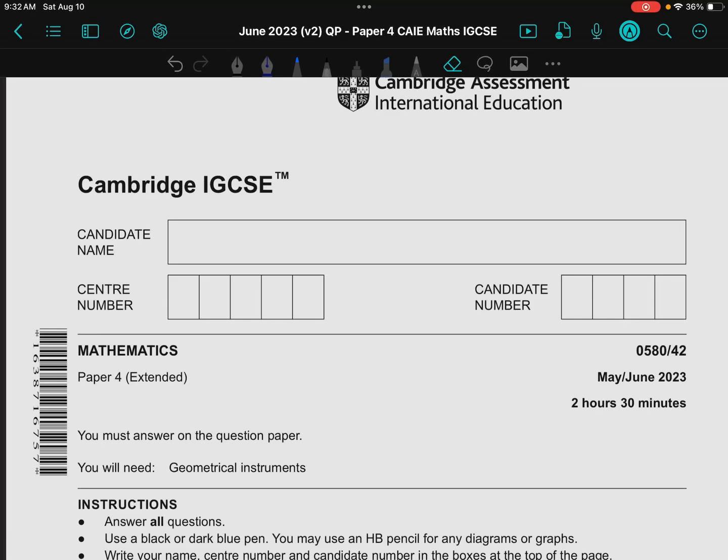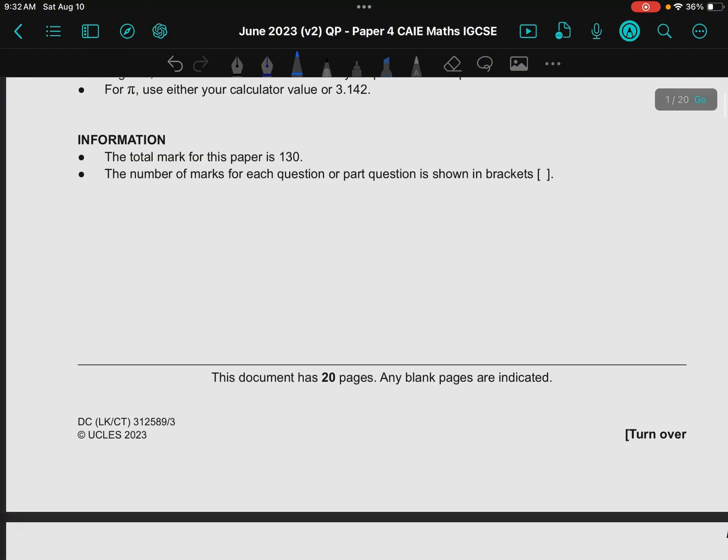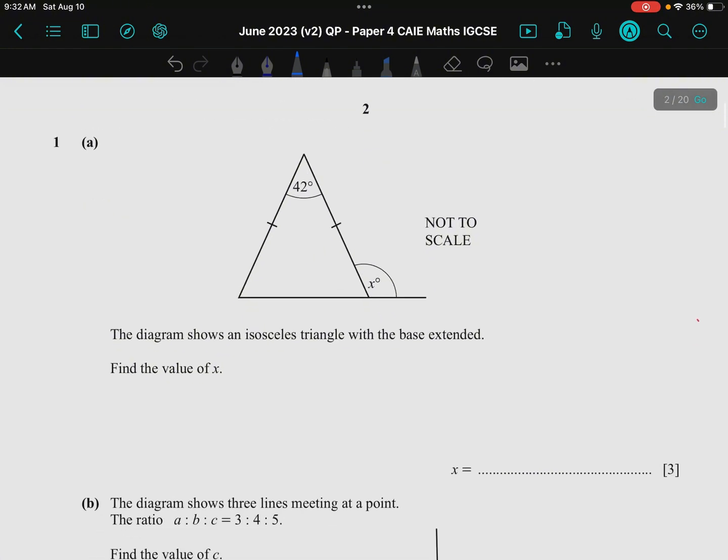Hello everyone. Today we will be doing maths paper 4 extended May-June 2023 paper version 4.2. Starting with question number 1.